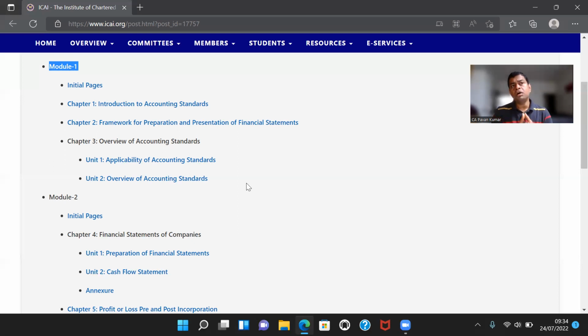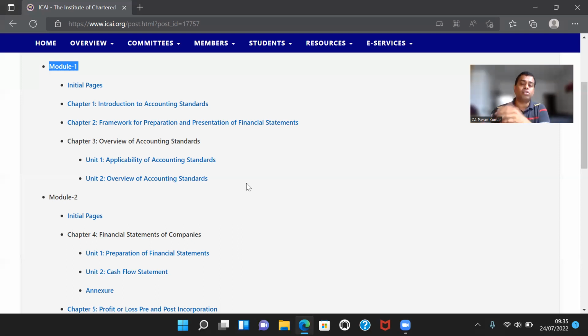So many times I have seen, and probably I also might have done this, we will straight start with chapter 3, unit 2. Then we'll start with accounting standards. So this is your module 1. Module 1 is, when you register for CA intermediate, you'll get textbooks now. So for accounting, you'll not get one big textbook.